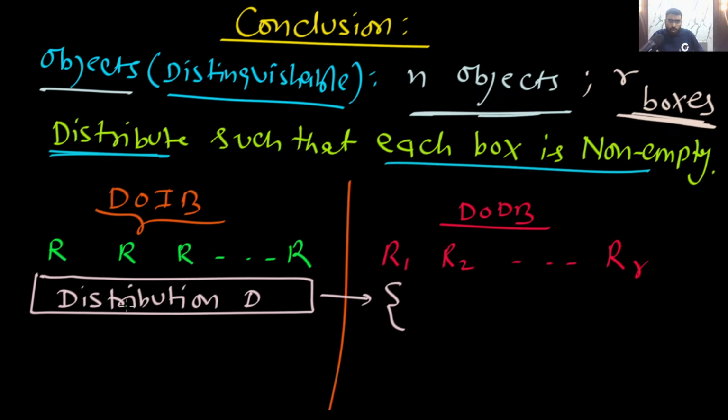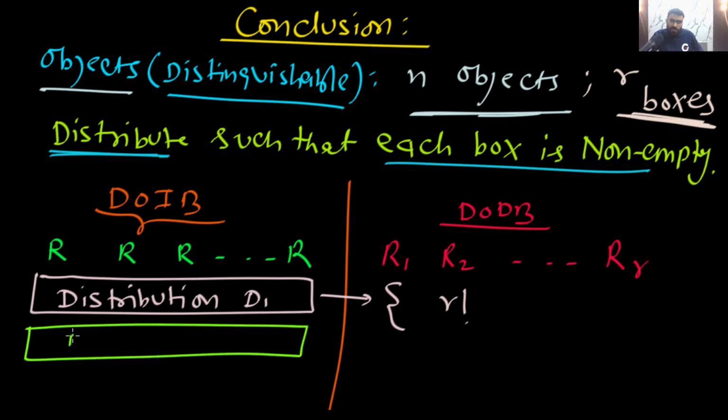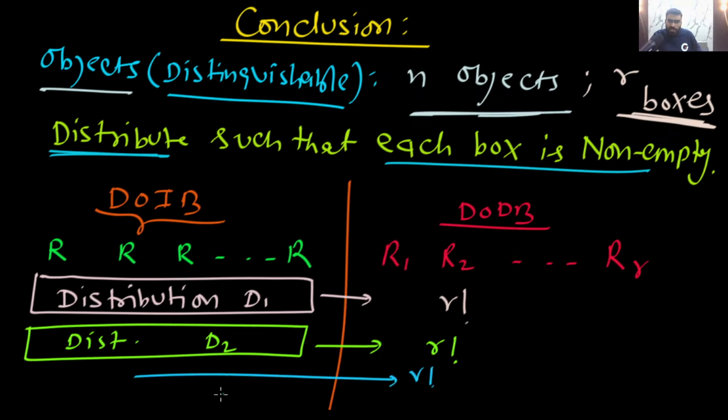For this distribution D1, how many distributions will you have here? That will be R factorial. Yes or no? Is this clear? Similarly, for the next distribution D2 also you will have R factorial here. So for every distribution you are getting R factorial here. I hope you understood.